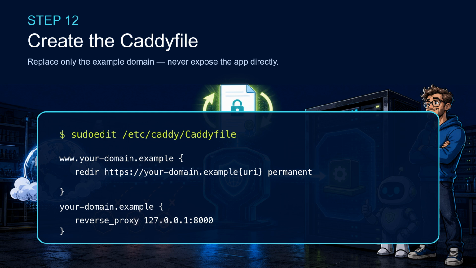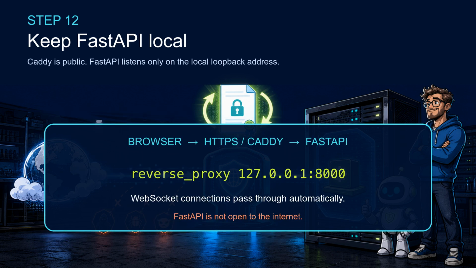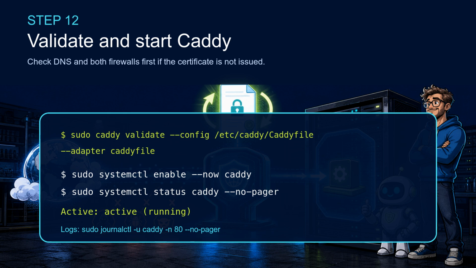internet. Redirect www to the main domain, enable compression, and use reverse proxy for the local application. Caddy also forwards WebSocket connections automatically. Validate the configuration, start Caddy, and check that the service is active. If the certificate does not arrive, check DNS, both firewalls, and the Caddy logs.